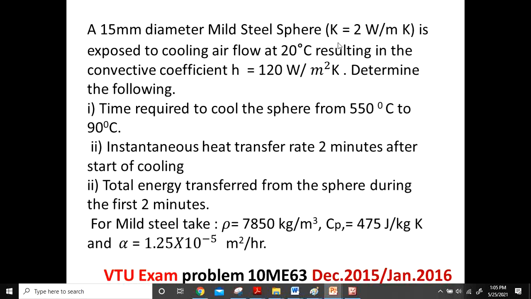For mild steel, take rho equal to 7850 kg per meter cube, Cp 475 joules per kg Kelvin, alpha 1.25 into 10 to the power of minus 5 meter square per second. It was asked in the VTU examination, problem 10ME63, December 2015.